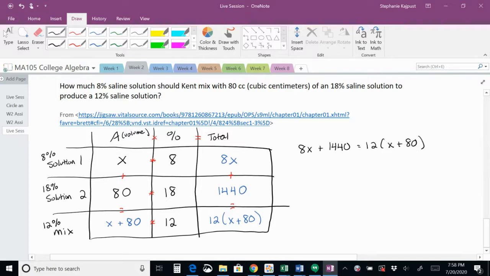And then you're solving for x. So the first thing is to distribute. So I have to do 12 times x, and then 12 times 80.